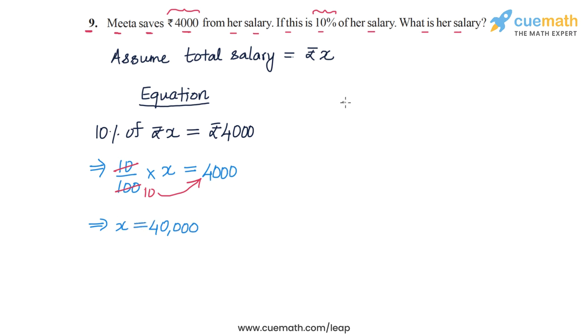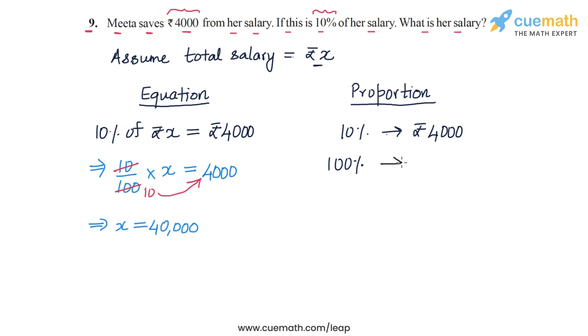Another slightly different way to arrive at the same answer is to set up a proportion, an equality of ratios in X. We make use of the fact that 10% of her salary corresponds to an amount of rupees 4,000, and we know that 100% of her salary we have assumed to be rupees X. So 100% of her salary corresponds to rupees X. So the proportion we can set up is that 10% is to 100% must be rupees 4,000 is to rupees X. So let's write this proportion.